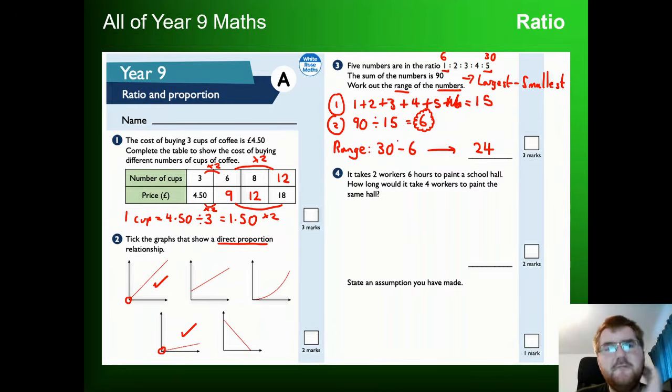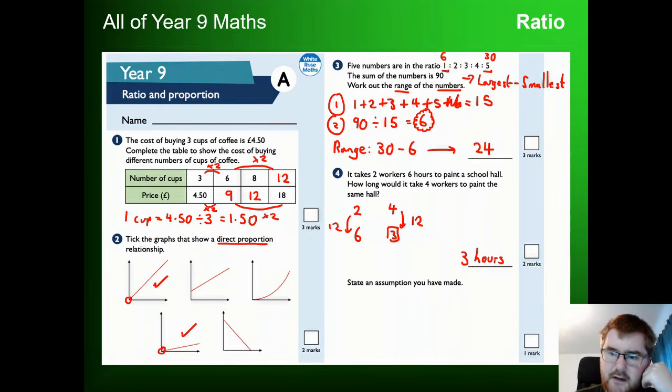Perfect. Now question 4 is a little bit sneaky here. So it takes 2 workers 6 hours to paint a school hall. How long would it take 4 workers to paint the same hall? So remember, that's going to speed up the process. Essentially what we're saying here is if we've got 2 workers and 6, and then we have 4 workers, what will this missing number be? Well, this is going to work inversely. So notice 6 times 2 gives you 12. So we want 2 numbers that multiply to give us 12, so 4 times something, and so the missing number there is going to be 3.